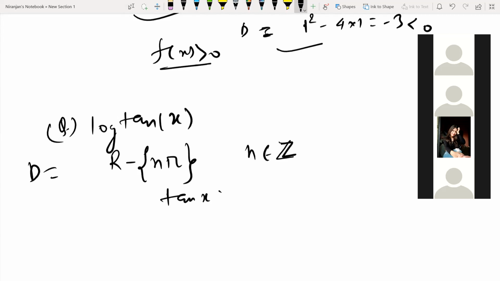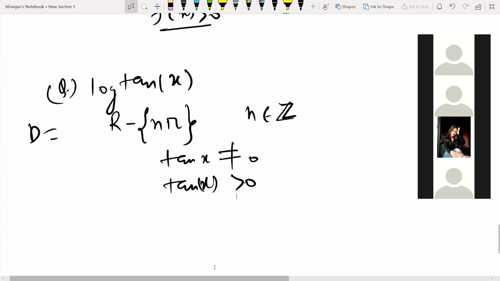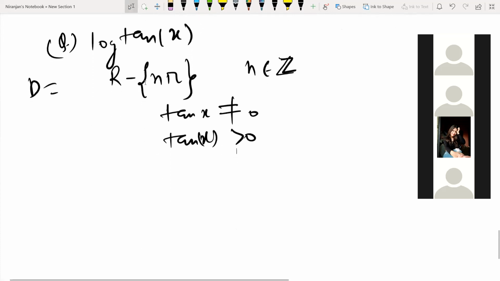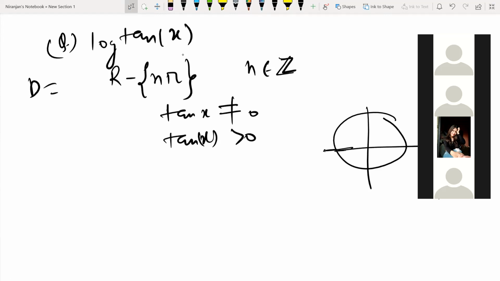You said that your tan x can't be 0 and tan x should be positive. So you did not include the negative part, right? So where do you think tan is negative? That is also something you'll have to exclude. I think Jana, you missed that point. So tan is positive in the first quadrant, right? And tan is positive in the third quadrant.